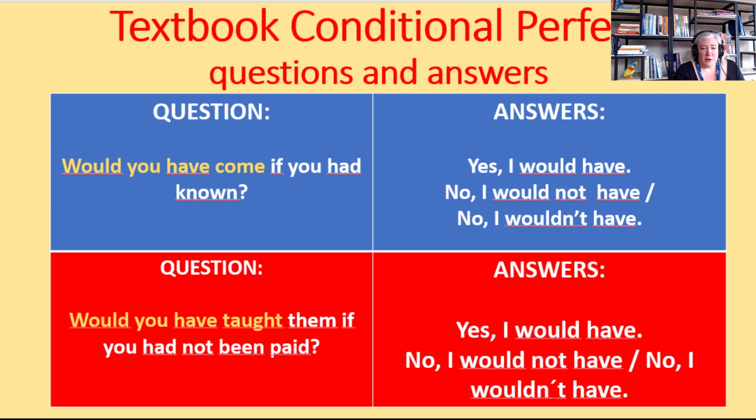Textbook conditional perfect questions and answers. Question, would you have come if you had known? Yes, I would have. No, I would not have. No, I wouldn't have. Question, would you have taught them if you had not been paid? Answers, yes, I would have. No, I would not have. No, I wouldn't have.